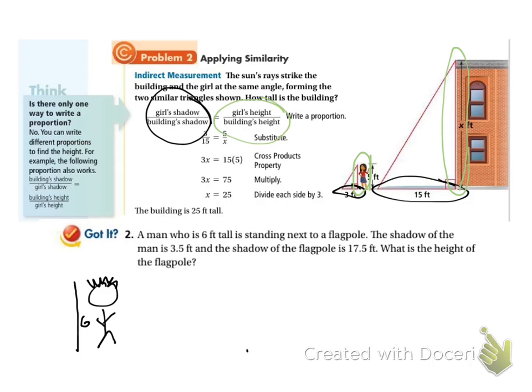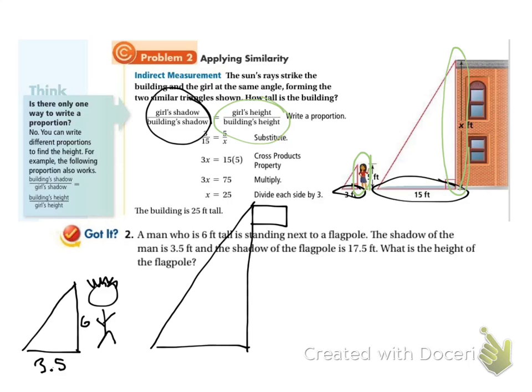is standing next to a flagpole. Oops, we're going to go up here. The shadow of the man is 3.5 feet. The shadow of the flagpole, this is not proportional, or it's not to size. Sorry, my picture's a little off. But the shadow of the flagpole is 17.5, and I want to find the height of the flagpole.